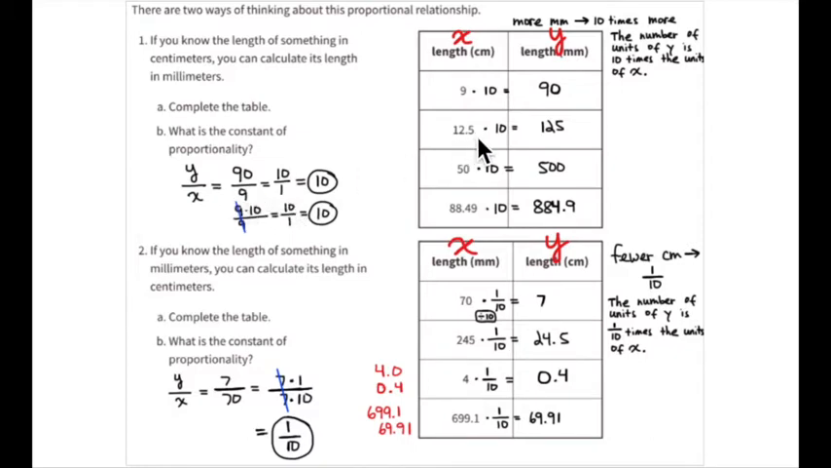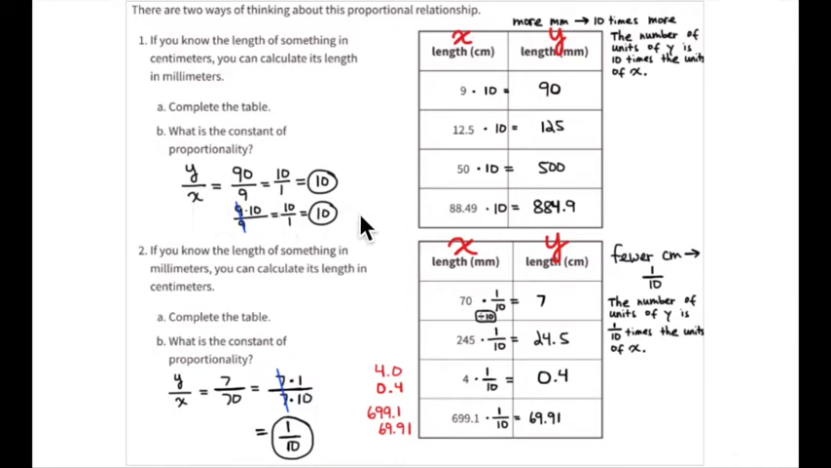So whatever the value of x you're given, 9, 12 and a half, 50, you multiply that value to get the value of y. You multiply the value of x times 10. I'm sorry, y is 90, so 90 is equal to 10 times 9. So that 90 is equal to 10 times 9, y is equal to 10 times x.